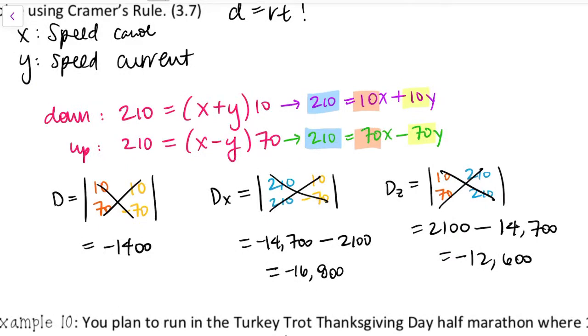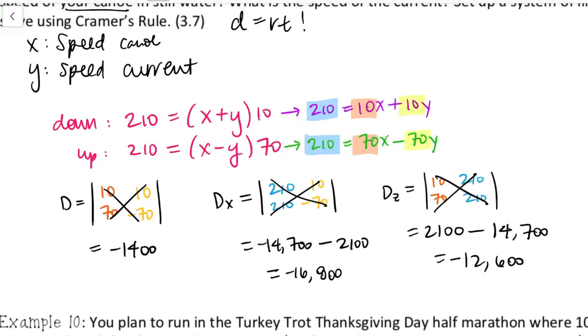Remember, to find your x, you take dx over d. So we are going to take negative 16,800 divided by negative 1,400. Well, your negatives cancel out. The speed of your canoe is 12 miles per hour.